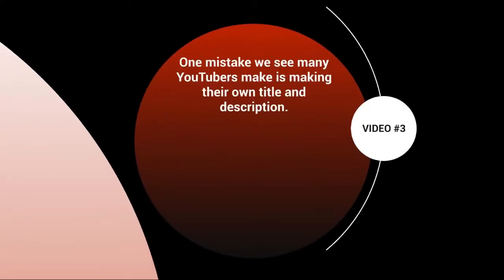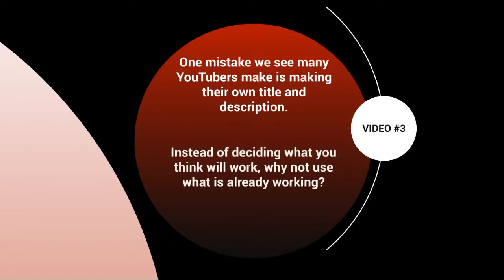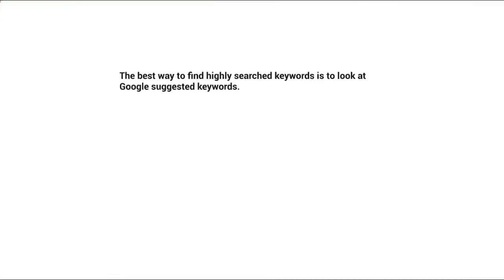One mistake that we see many YouTubers make is simply making their own title and description. I mean, it's natural, right? But instead of deciding what you think will work, why not use what is already working and do some simple keyword research that's not going to take a lot of time, and this way you'll have the right information that will help you rank on the right keywords.